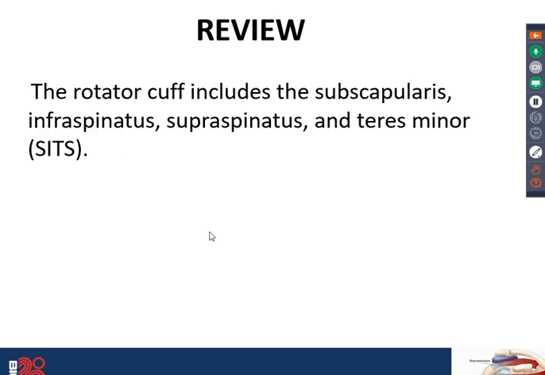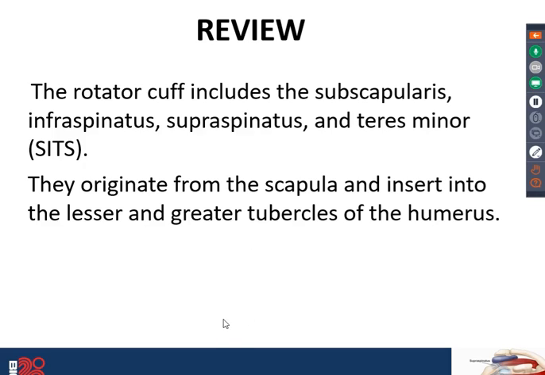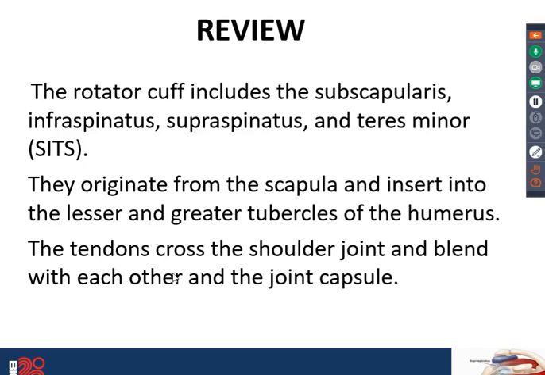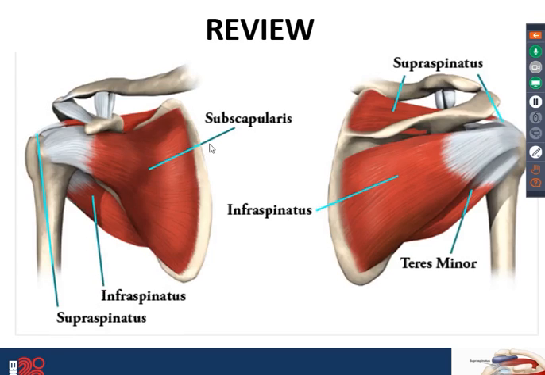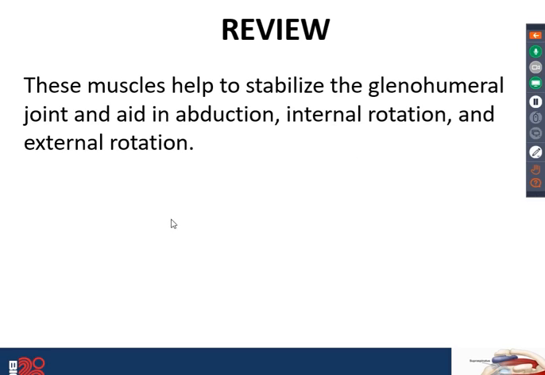So everyone is familiar, the rotator cuff are the SITS muscles: subscapularis, infraspinatus, supraspinatus, and teres minor. Of course, they originate from the scapula, inserting into the lesser and greater tubercles of the humerus. The tendons cross the shoulder joint and blend in with each other and the joint capsule. Of course, we know where all these muscles are. There's no surprise here. We'll move on from that. So these muscles, as you know, help stabilize the glenohumeral joint. They aid in abduction, internal rotation, and external rotation.